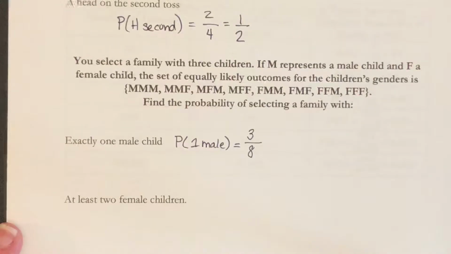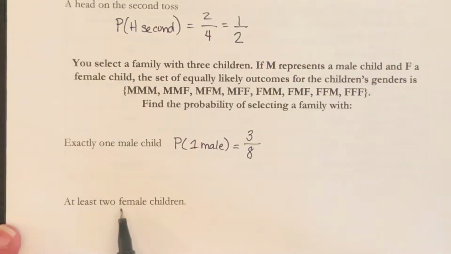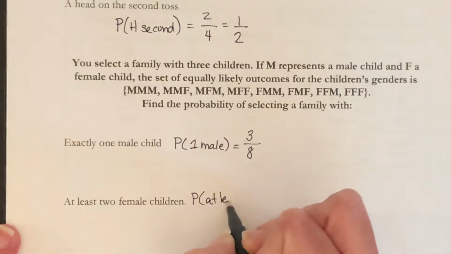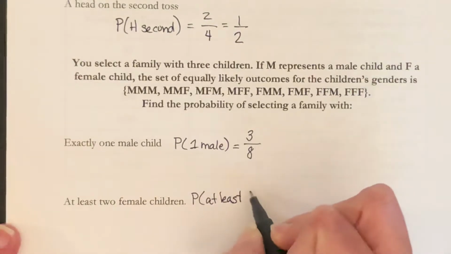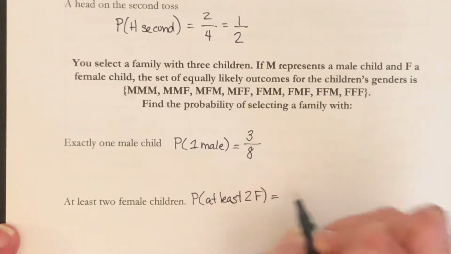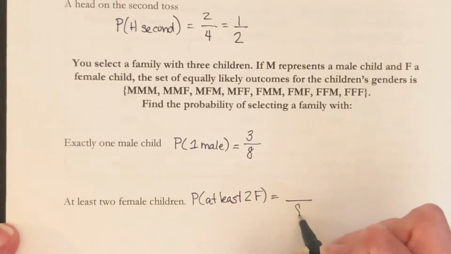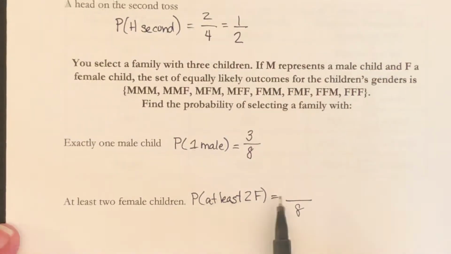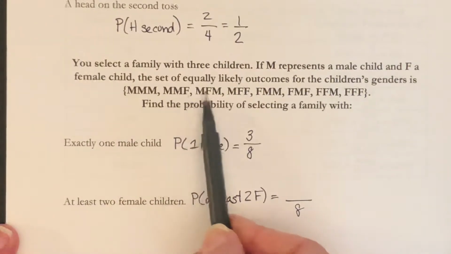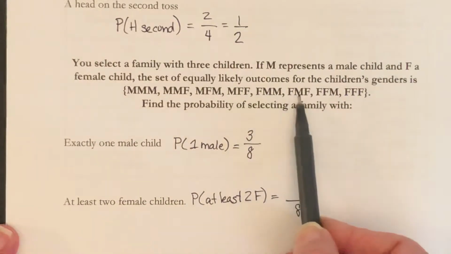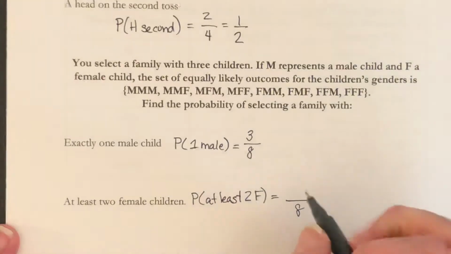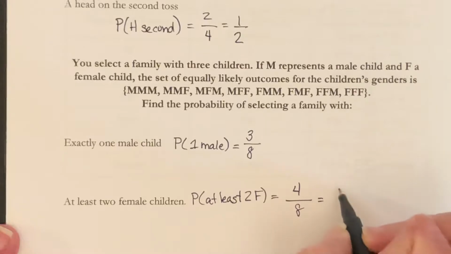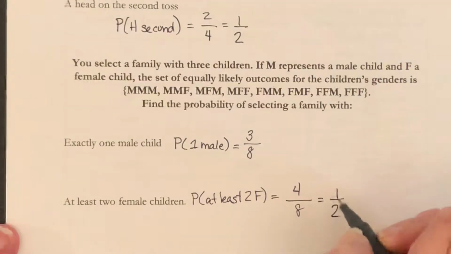Okay. So what is the probability of at least 2 females? Again, there are 8 possibilities, and I just need to count how many of these have 2 females or 3. So 1, 2, 3, 4. So that probability is 4/8, which reduces to 1/2.